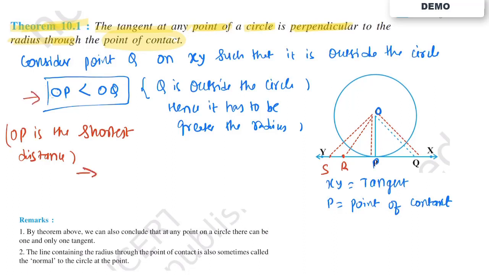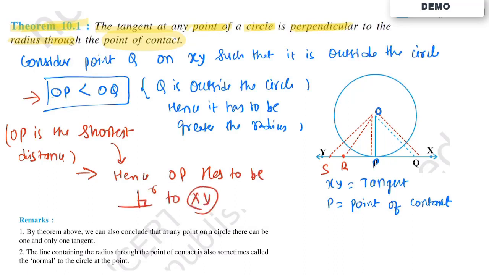And now we can state that since OP is the shortest distance, hence OP has to be perpendicular to XY. Now basically we have proved three things. Let us see point wise. First, you have considered point Q, that is outside the circle and on the XY. After that, we have seen the distance, that is OP is less than OQ.